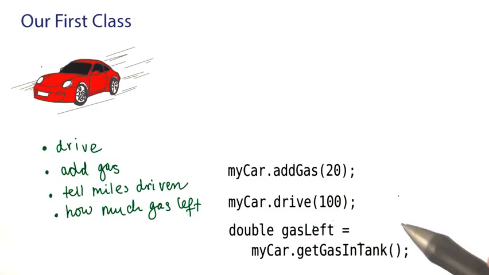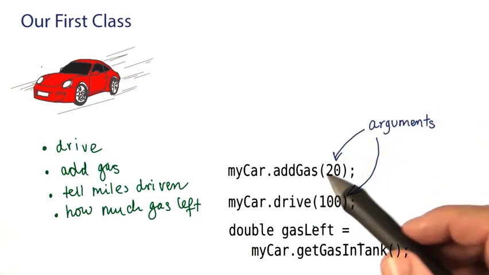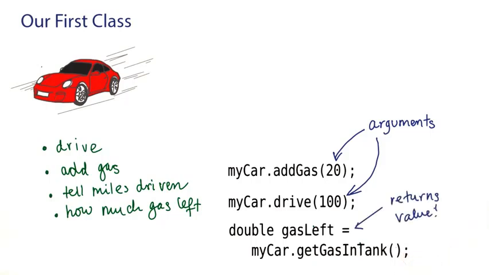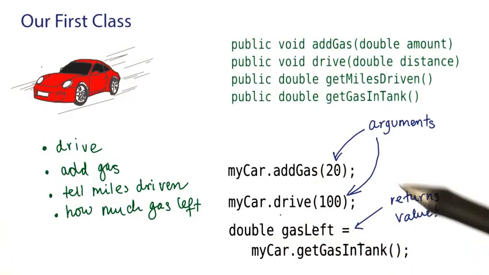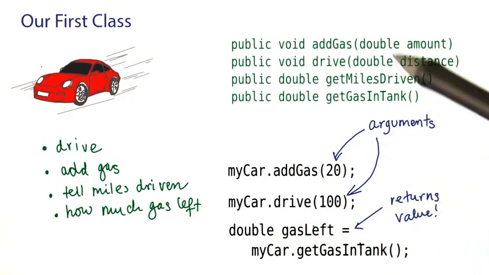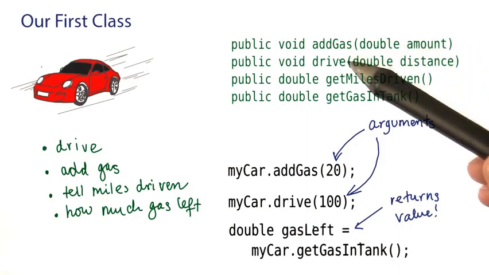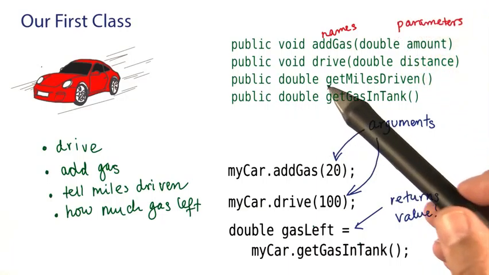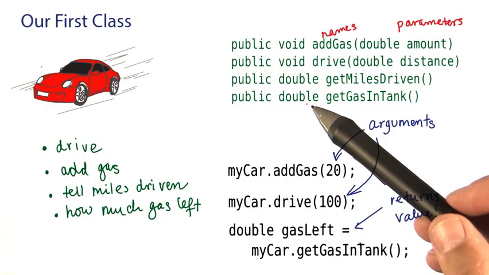Well, what's the point? I now have more information. I can see that these two methods take arguments and this one doesn't. And I can see that this method here returns a value, and that's actually a number, and these two don't. Now it's fairly easy to write up the public interface of the class. I have four methods. Here you see their names. You see that the first two methods have parameter variables, and you see that these two methods return values.